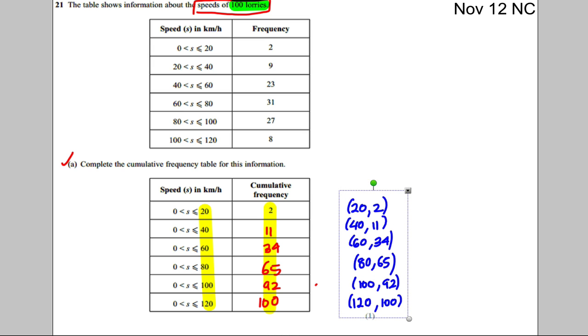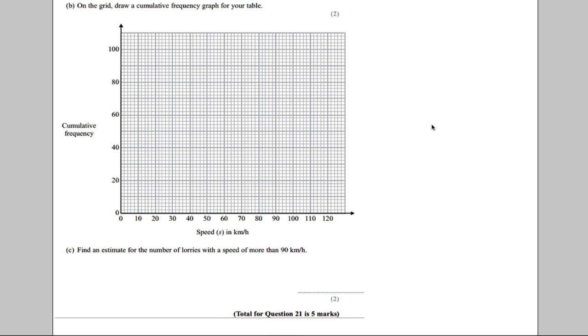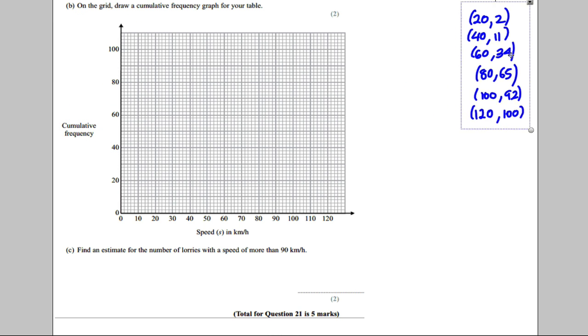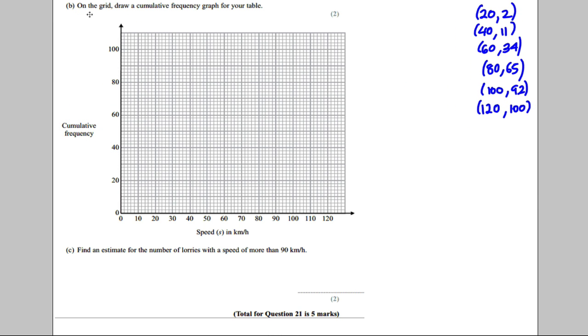So here was the next part. They asked me to draw it. So if you were doing it purely off the video, you may want to pause the video and do it now. Otherwise, I'm going through now. So I'm going to plot these points. Okay, so let's do that as quick as we can. 20 across, 2 up. Let's just see. There are 5 squares here worth 10. So each little square must be worth 2, because 2, 4, 6, 8, 10. So each square is worth 2 here.